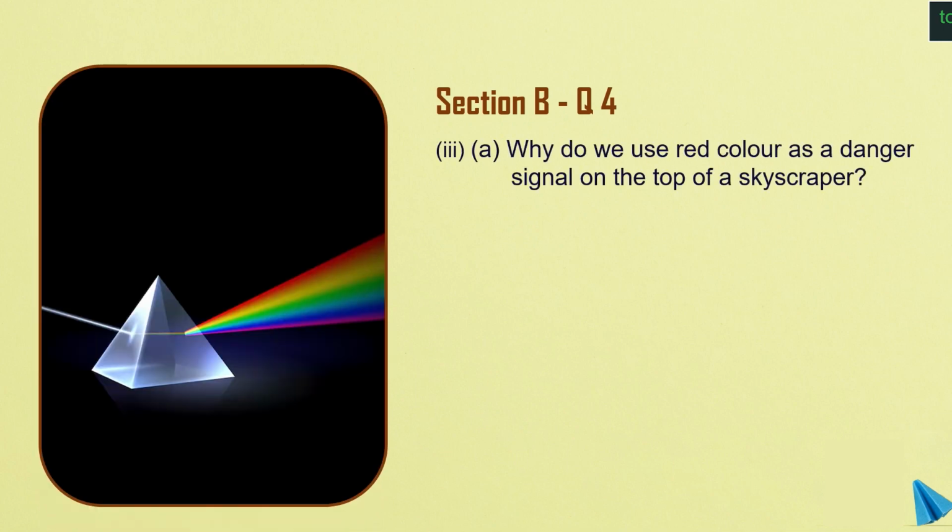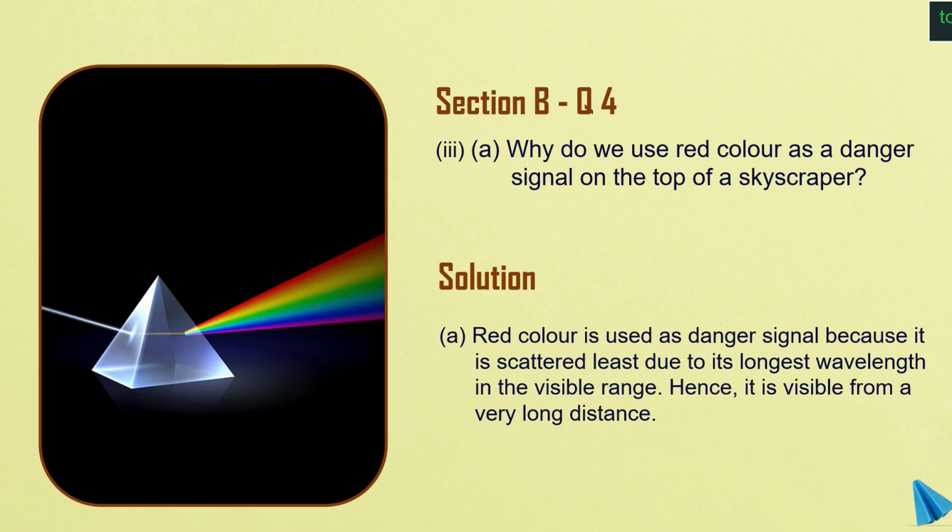Let's have a look at the next question. It says, why do we use red color as a danger signal on the top of a skyscraper? So red color is used as a danger signal because it is scattered least due to its longest wavelength in the visible range. Hence, it is visible from a very long distance.